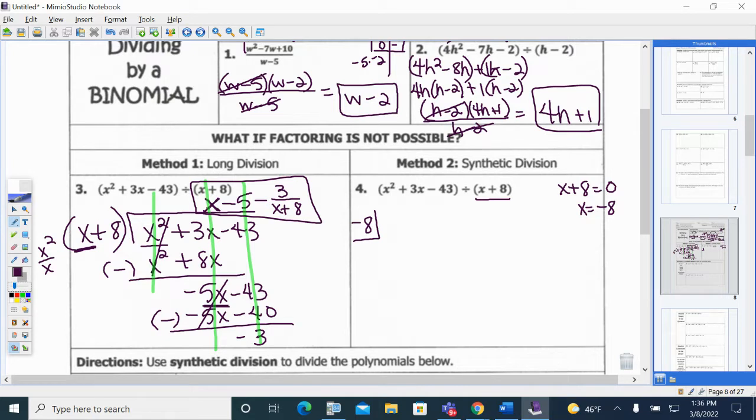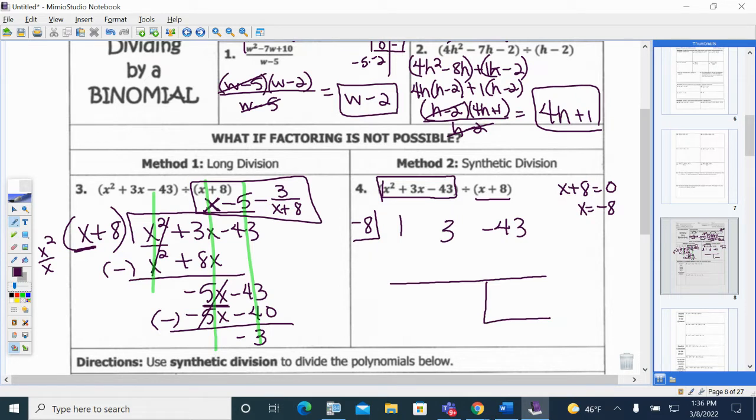Then I need to address this x squared plus 3x minus 43. We're going to get rid of the variables. What I love about synthetic division is the variables are going to go away. We're only going to use the coefficients. So on the x squared term, there's a 1. On the x term, there's a 3. And then my constant goes last. Then we're going to leave a little space, and we're going to draw a line. And I'm going to put another little box here, and I'll explain it in just a second.